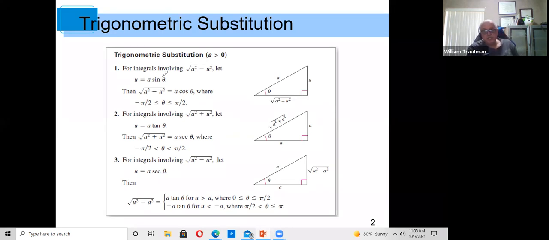Let u equal a sine theta. So if you have a constant squared minus an x squared, a variable squared, under a square root, they want you to make u equal a sine theta. Then they even tell you this converts to this, if you're looking at their triangle here.